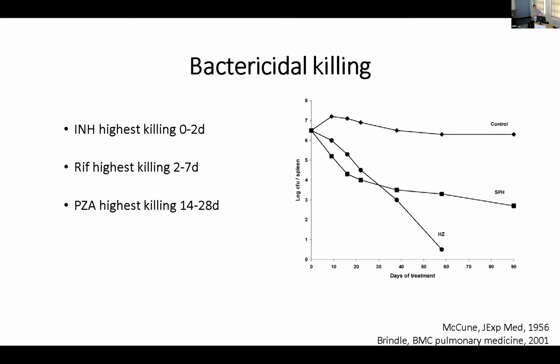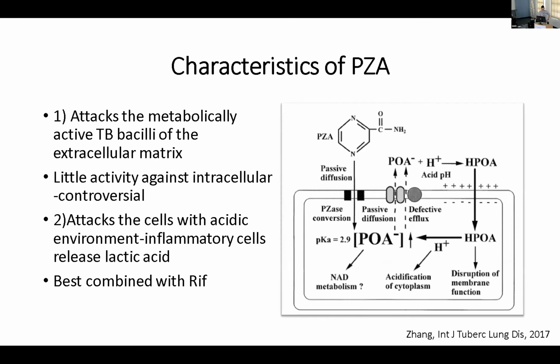And the HZ regimen, so that's isoniazid and PZA, dropped your bacilli load very significantly, up to 60 days, whereas SPH, that's streptomycin, PAS, and INH, you can see it's a lot slower. So hence we don't use streptomycin or PAS as much. Okay, so I'm sorry to bore you, but it does make a difference about understanding why PZA is given for its duration of treatment. So essentially, what does PZA do?